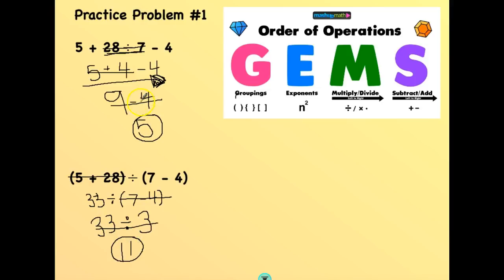So as you can see, just by adding these parentheses, I completely changed the value of the expression. So you have to follow the order of operations, or else you're not always going to get the correct answer. You have to follow the correct order.